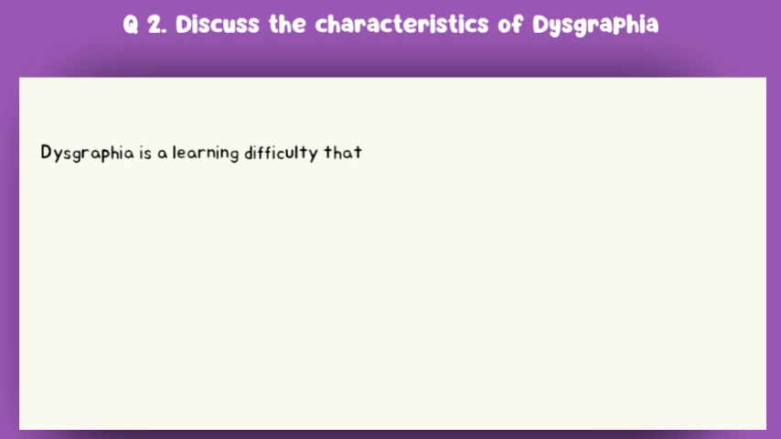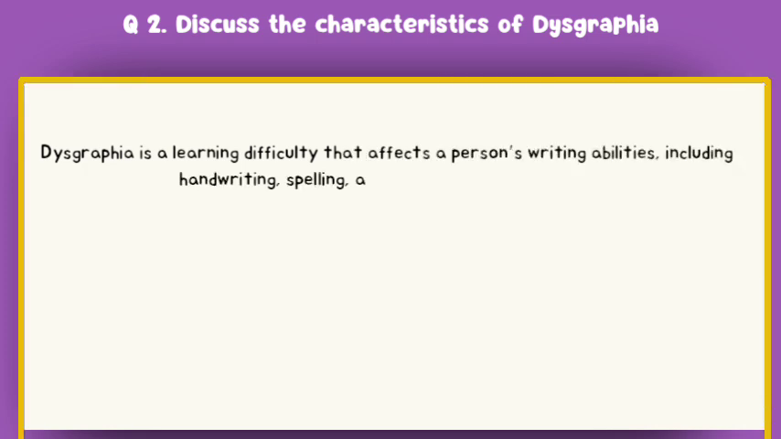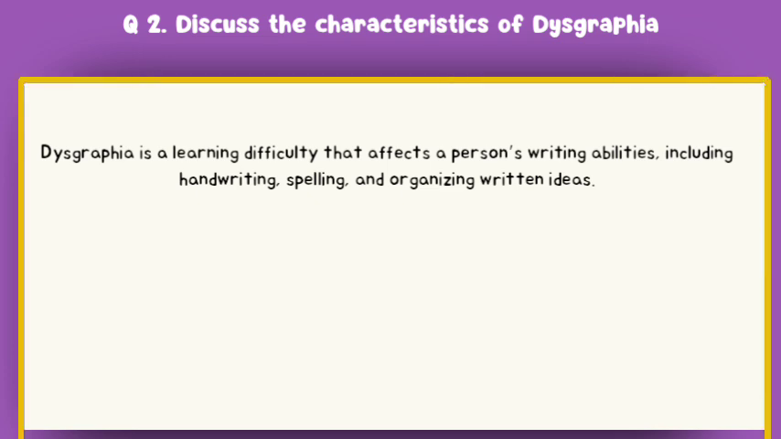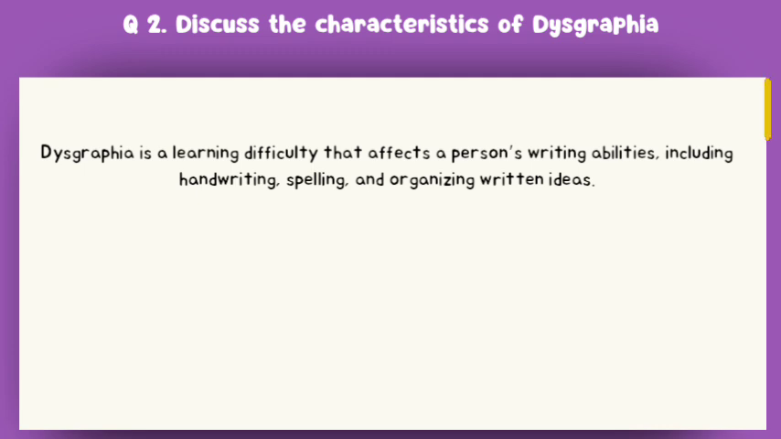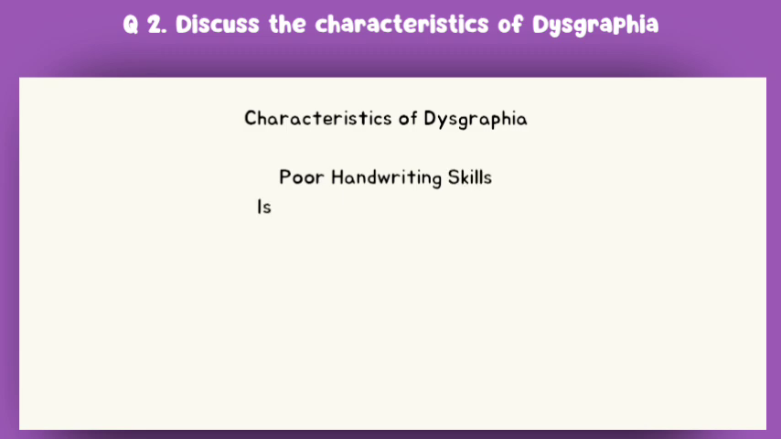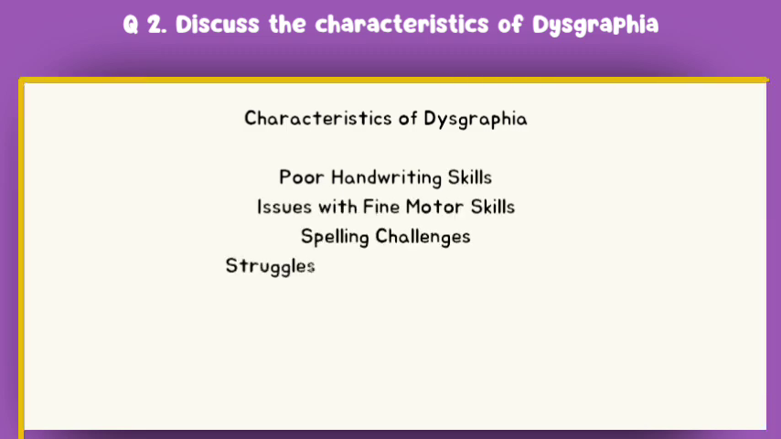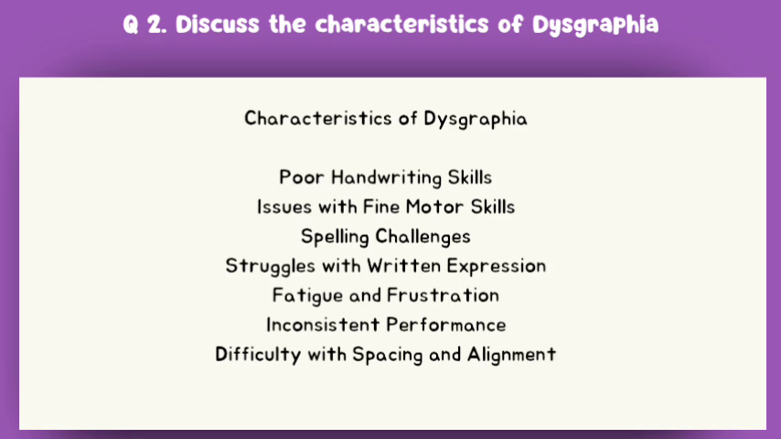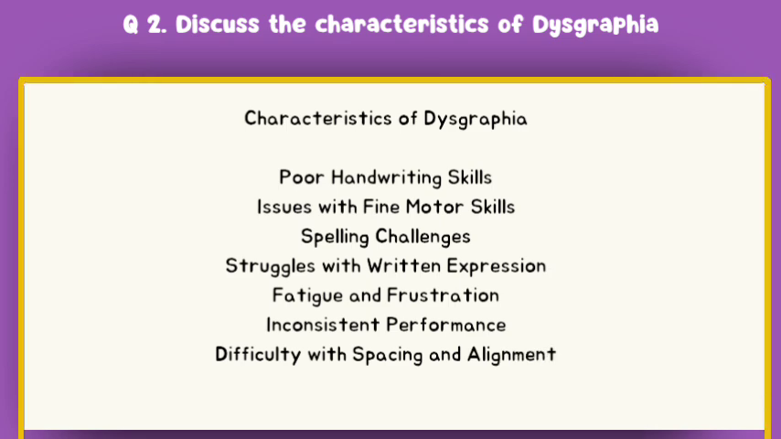Alright, next see question number 2: discuss the characteristics of dysgraphia. Dysgraphia is a learning difficulty that affects a person's writing ability, including handwriting, spelling, and organizing written ideas. The key characteristics are poor handwriting skills. That means messy, inconsistent handwriting, difficulty forming letters or spacing them correctly, or writing very slowly.